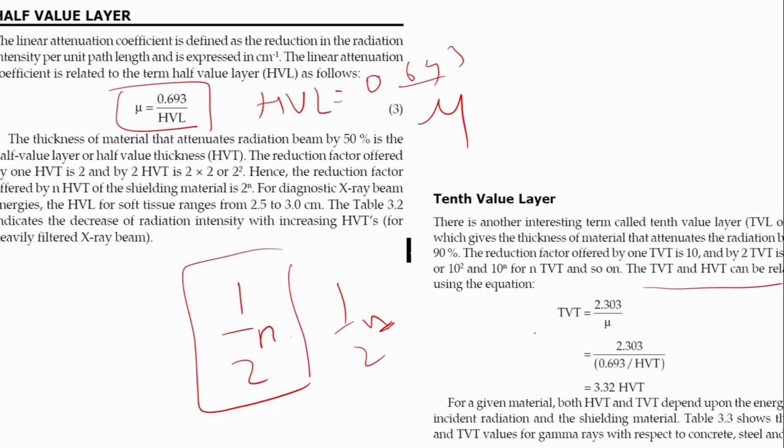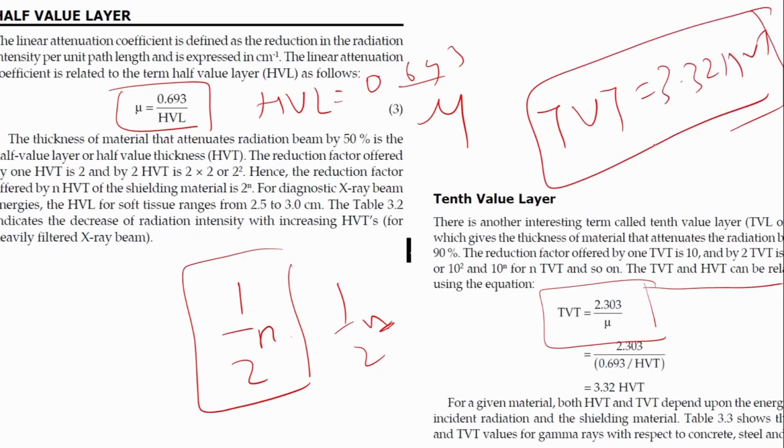The TVT and HVT can be related. The relation between the linear attenuation coefficient and TVT is TVT equals 2.303 upon mu. So finally the relation becomes TVT equals 3.32 HVT. These are the two terms which are generally used in the shielding calculations of radiation installations or layouts, like radiotherapy equipment, nuclear medicine equipment, or diagnostic equipment. These parameters are required for shielding calculation.